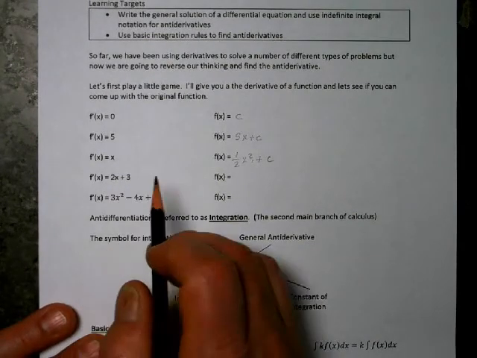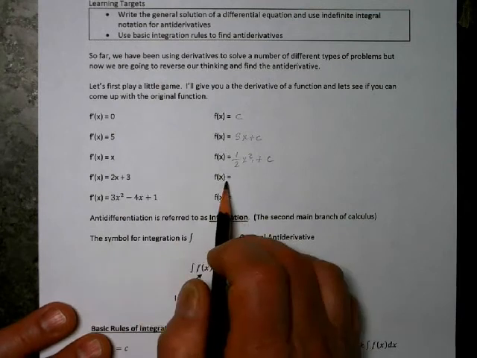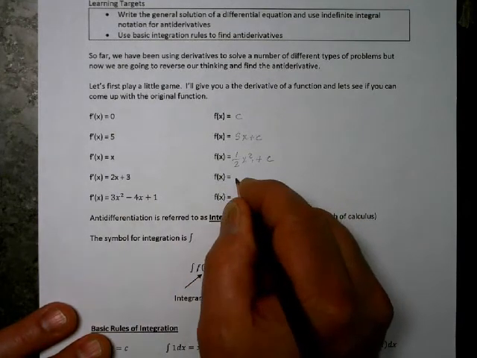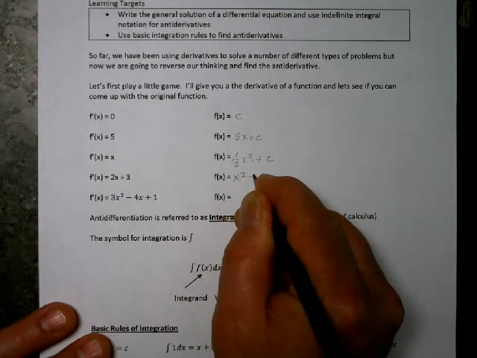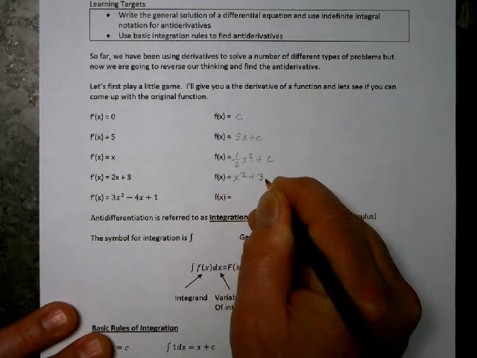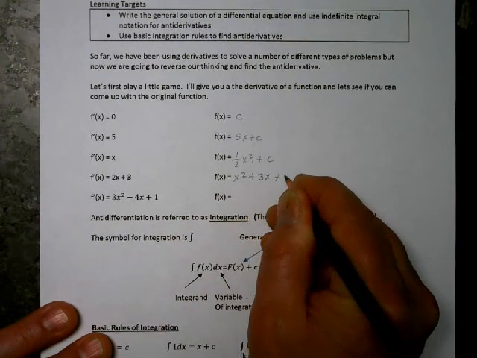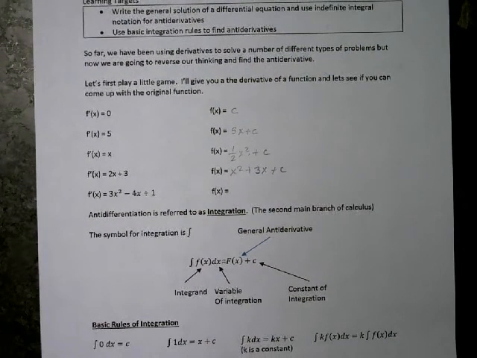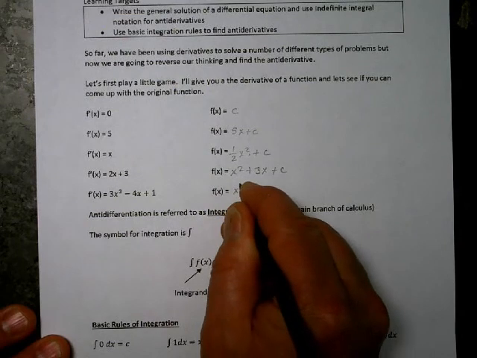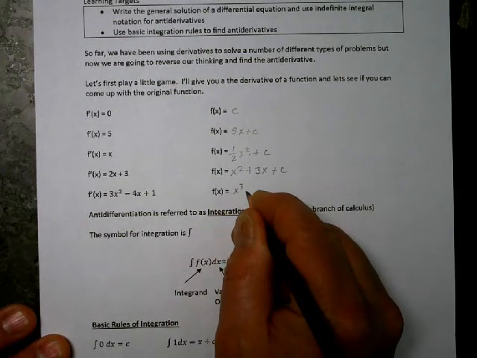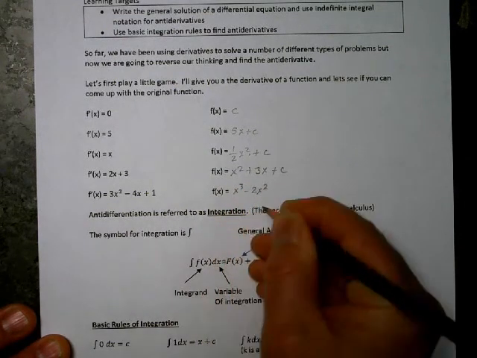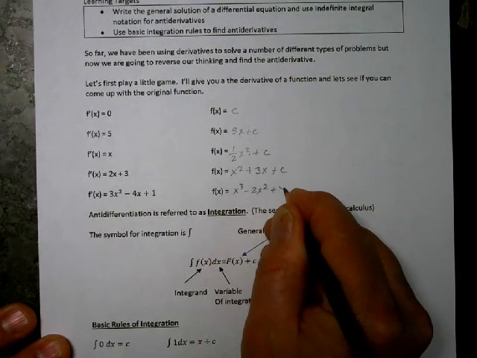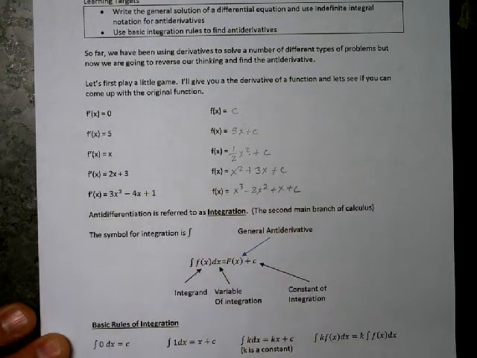If the derivative is 2x plus 3, then the original function is going to be x squared plus 3x plus c. Now our last one, the derivative is 6x squared minus 4x plus 1, which means f of x is going to equal x cubed minus 2x squared plus x plus c.